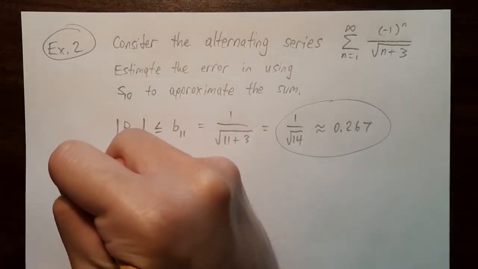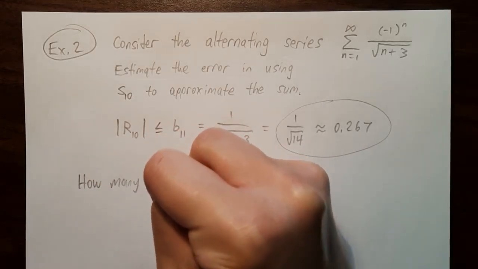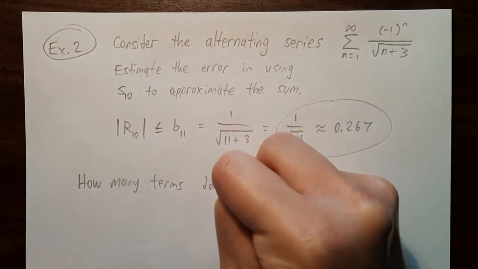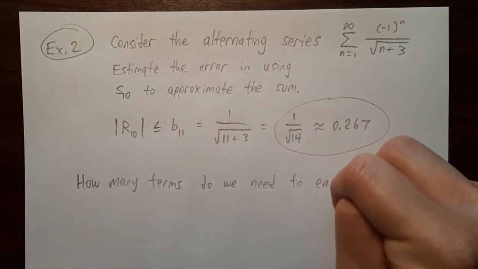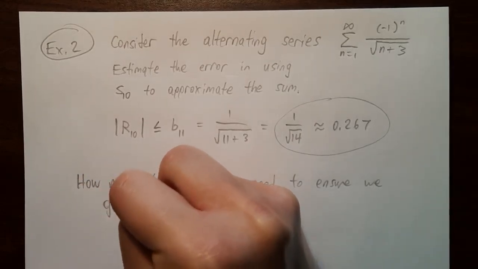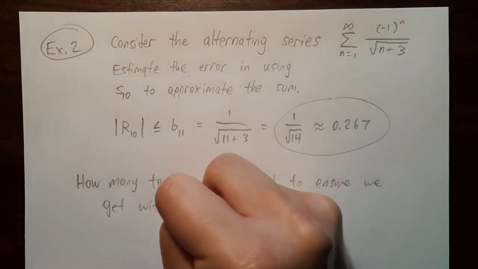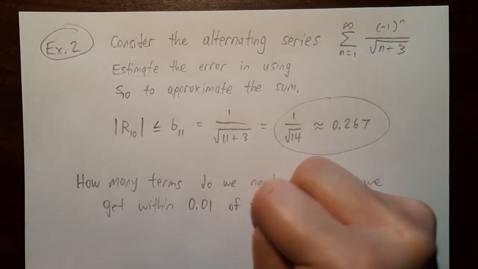So part 2 of the question: how many terms do we need to add to ensure we get within, let's say, a hundredth, 0.01, of the true sum?